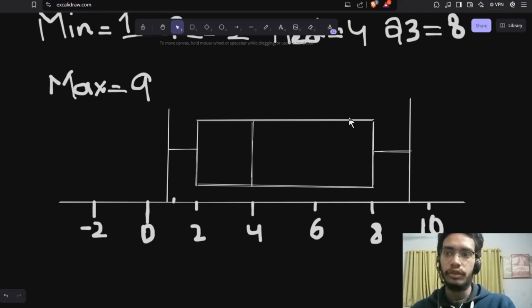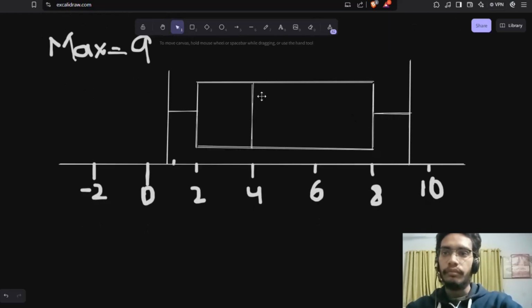You can see this is the box in front of you, and these are the values lying here. This is the minimum range here, and this is the maximum range here. You can say this is the Q1, this is the median of your data. Here is your Q3, and then this is the maximum.